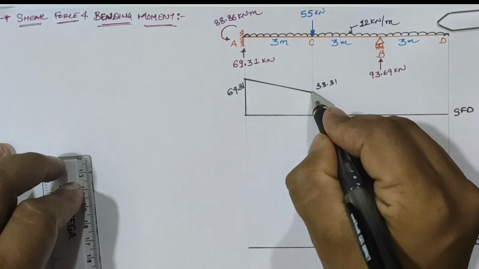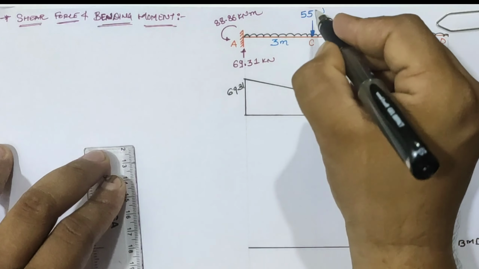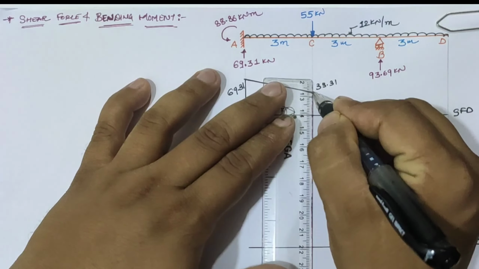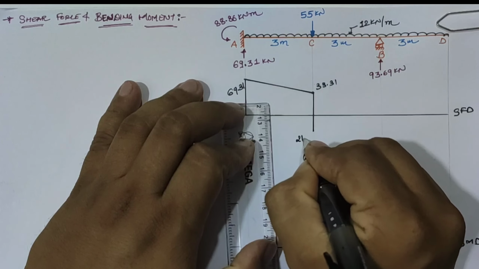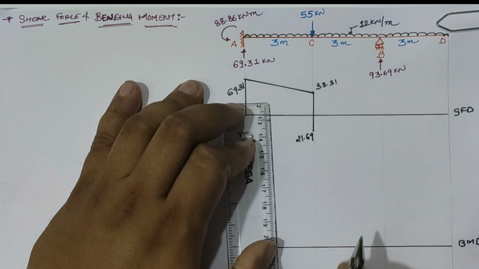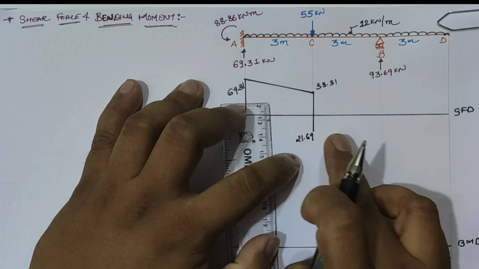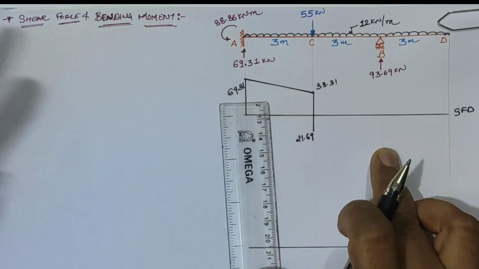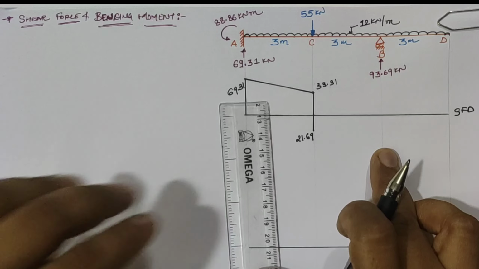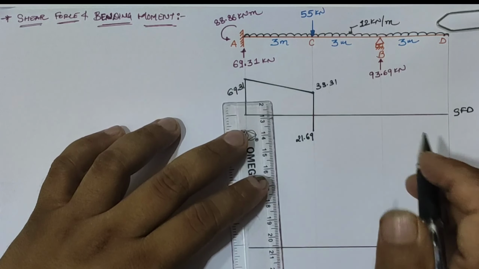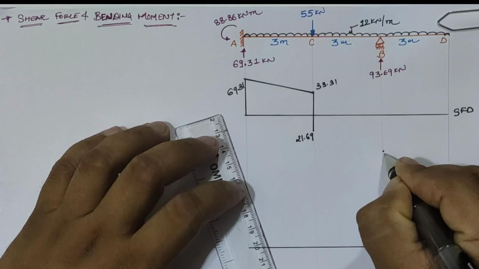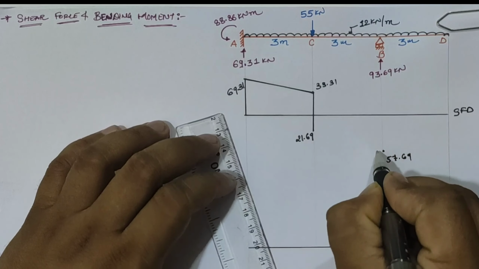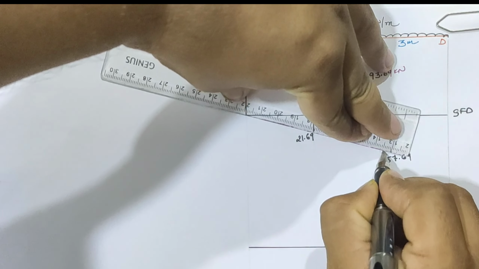Now at location C, 33.31 minus the sudden load of 55, hence the value is minus 21.69. So our diagram is in the negative direction. Now from location C to location B, our value is minus 21.69 minus 12 into 3, which is equal to 57.69 as a negative value, and the diagram is connected by an inclined straight line.